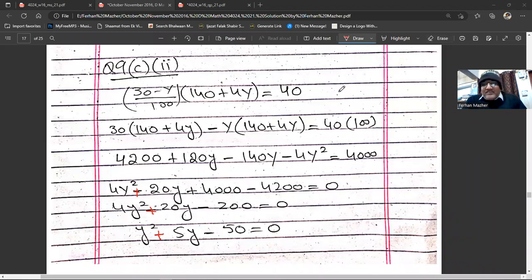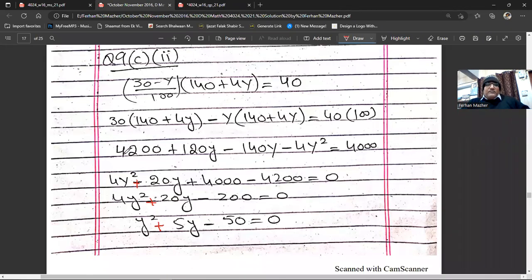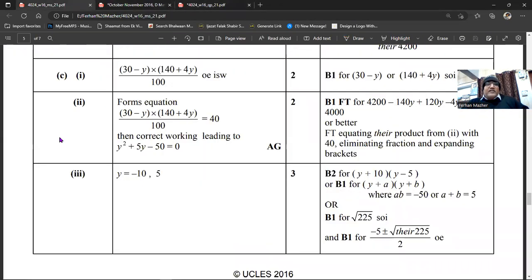Due to some reason I was forced to stop there. Here I made a little mistake. You see here it is minus 20Y. When it goes to the other side, it will become plus 20Y. So I forgot to write plus here. I wrote minus by mistake. So just correct this. This is plus. When you take 4 common, this is plus 5Y minus 50. So that is right. So that was how you prove it.